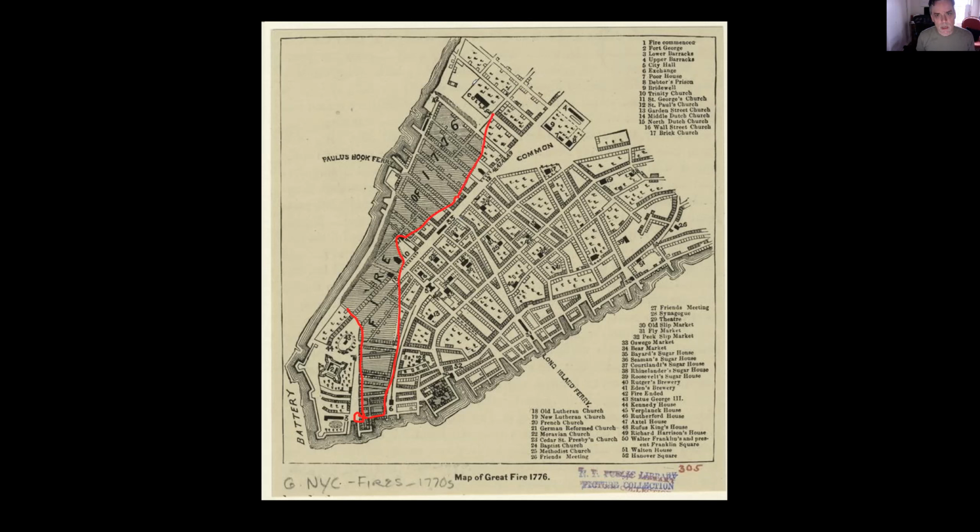So according to this, yeah, here's King's College. It almost got King's College, but didn't. So it burned itself out. But that's a pretty huge part of the city that was destroyed, you know.